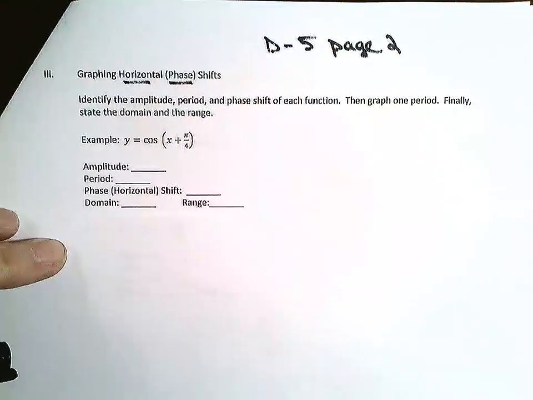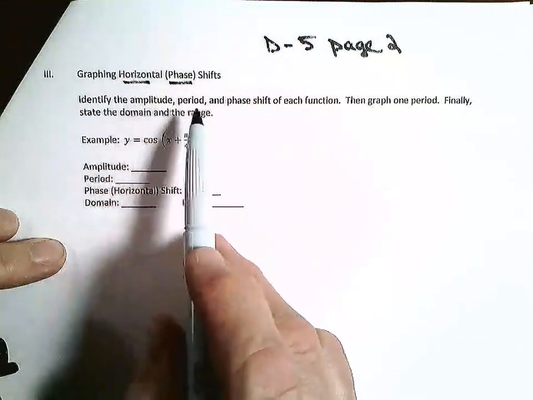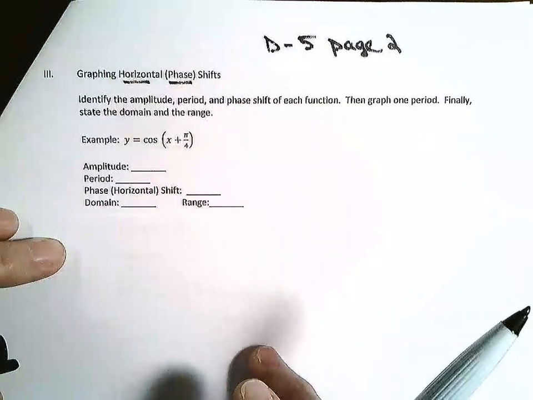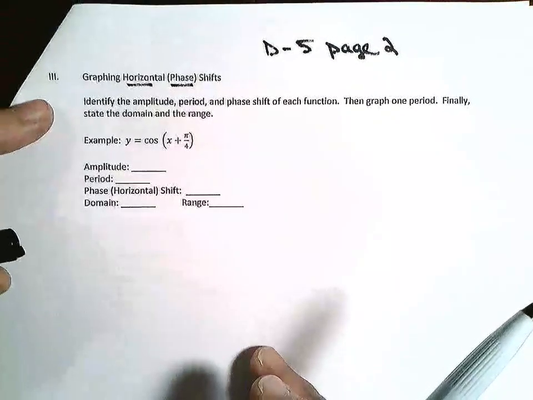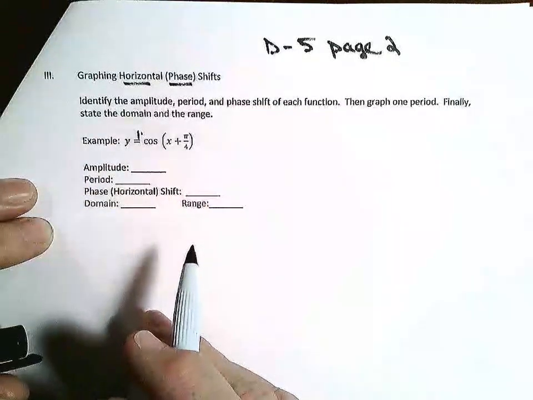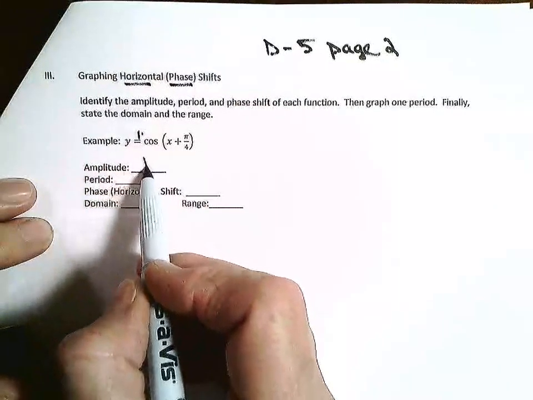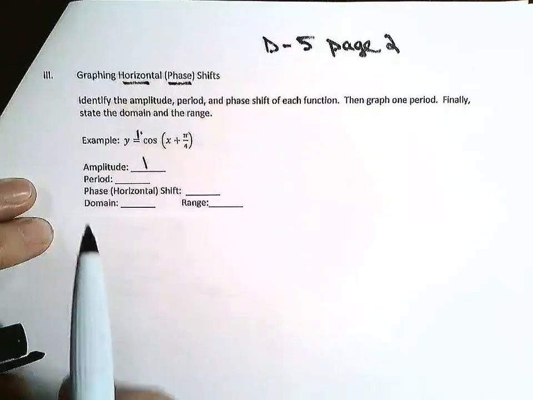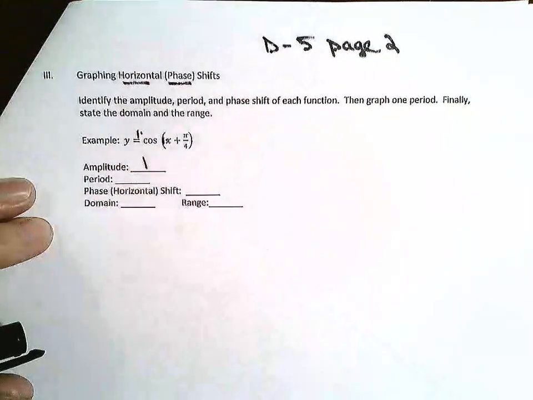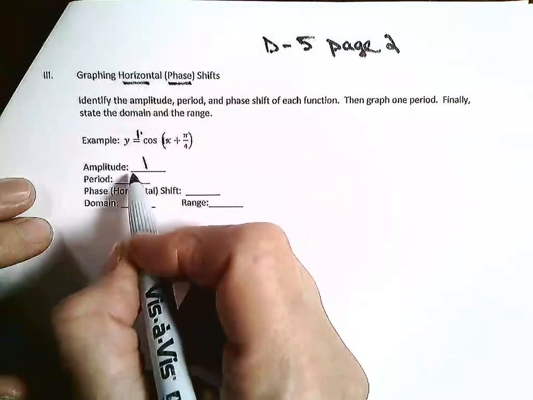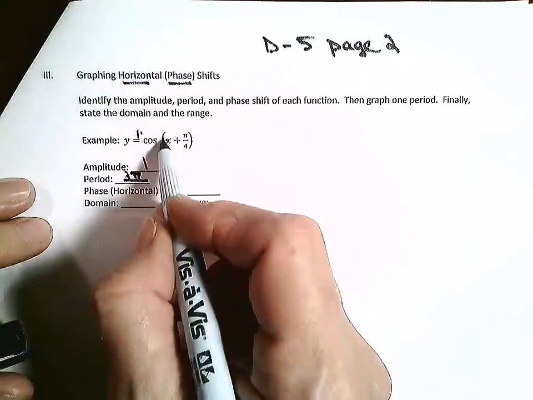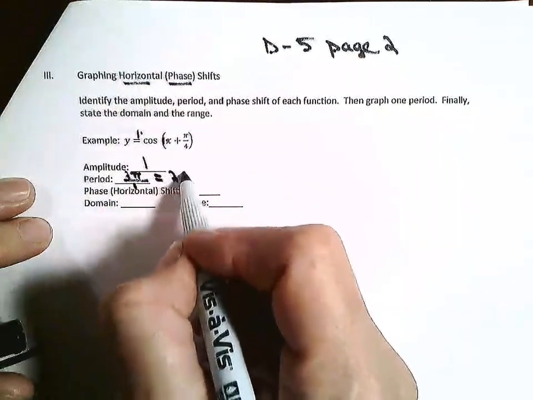So once again, what we'll do is first identify the amplitude, the period, and the phase shift of the function. Then we'll graph one period, and then we'll state the domain and the range. For the amplitude, remember the amplitude is determined by the coefficient out in front of the cosine. It's just the absolute value of that value, so the amplitude will be 1. The period, if you recall, is influenced by the coefficient of x, which in this case is also 1. The period, remember, is 2 pi divided by the absolute value of b, which is 1, so this is just going to be 2 pi.